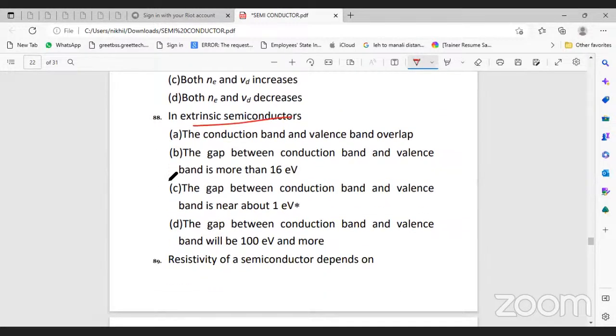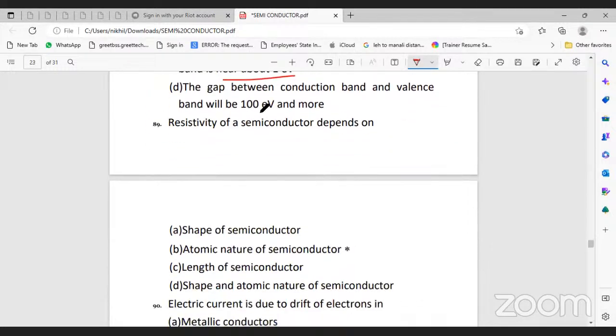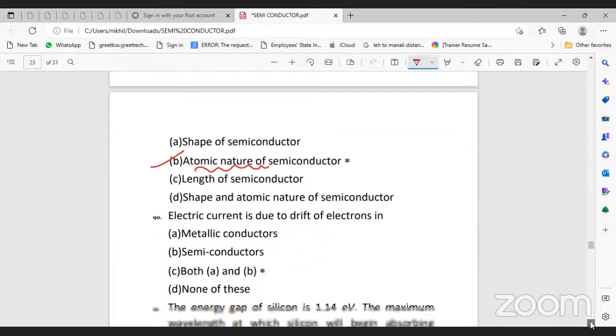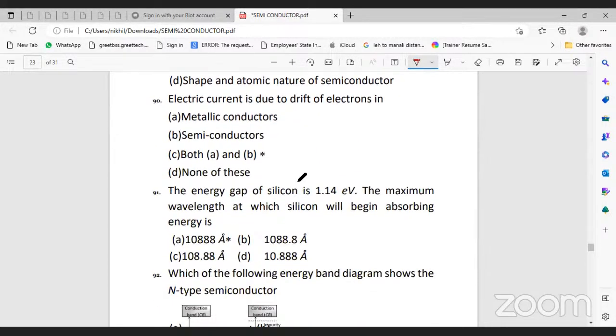In extrinsic semiconductor, you know the gap between conduction band and valence band is about 1 electron volt. Resistivity of semiconductor depends on the atomic nature. Electric current is due to the drift of electrons in the case of metal as well as in the case of semiconductor. But in the case of semiconductor, in addition to free electrons, there will be holes. So both A and B.